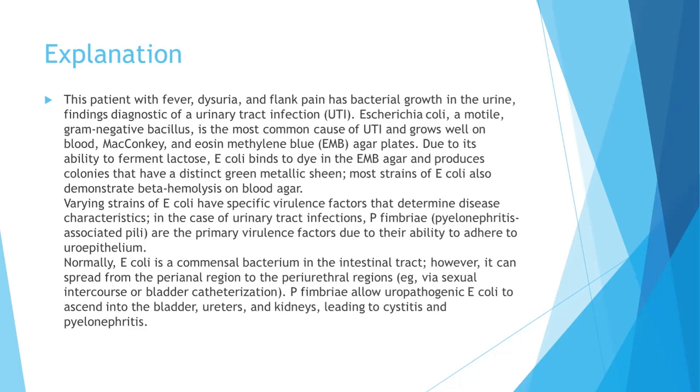The varying strains of E. coli have specific virulence factors that determine disease characteristics. In the case of urinary tract infections, P fimbriae are the primary virulence factors due to their ability to adhere to uroepithelium. Normally, E. coli is a commensal bacterium in the intestinal tract. However, it can spread from the perianal region to the periurethral region, causing UTI.